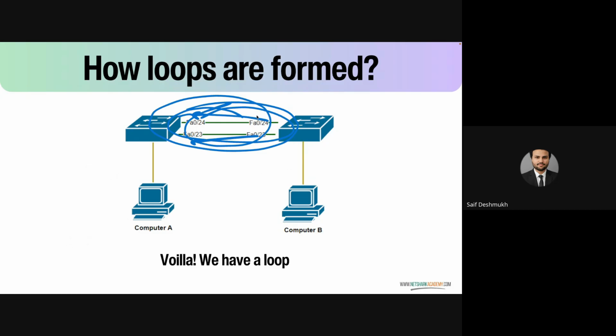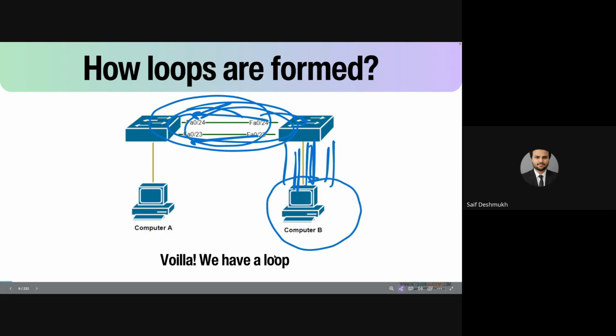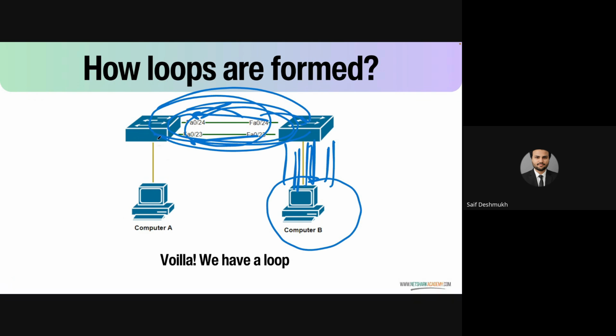First of all, each frame that was sent as a duplicate will be sent out to computer B. So multiple frames are being sent. So all those ARP broadcasts are being sent to computer B. Same thing, the frames that were coming back to switch A are also being sent back out to computer A as well. It's bad news, right?